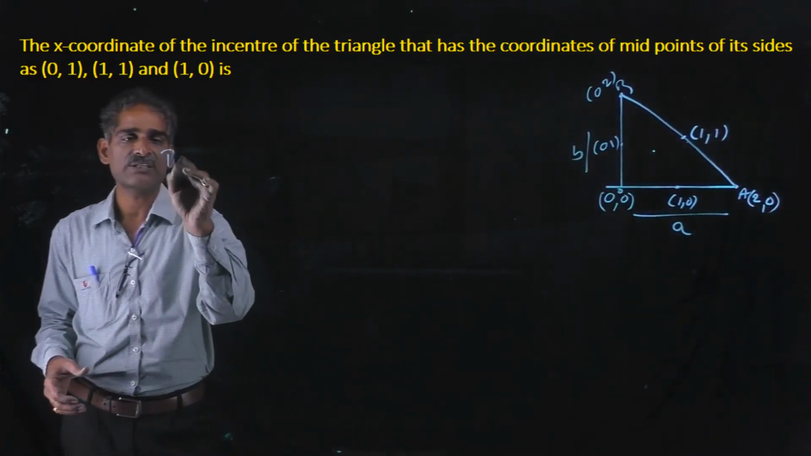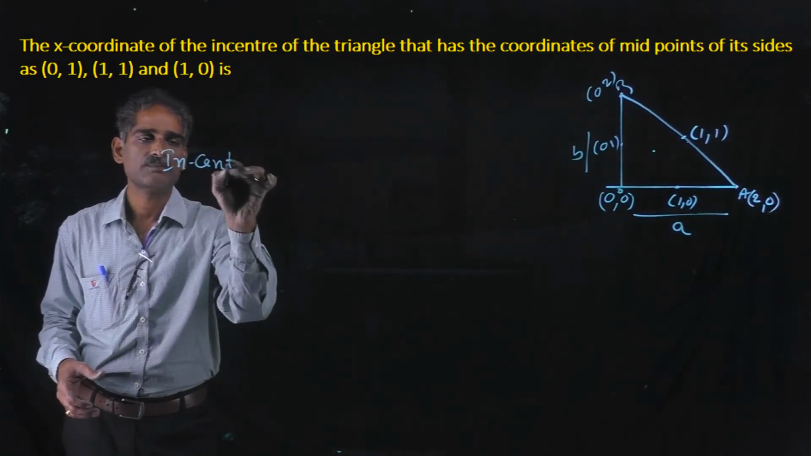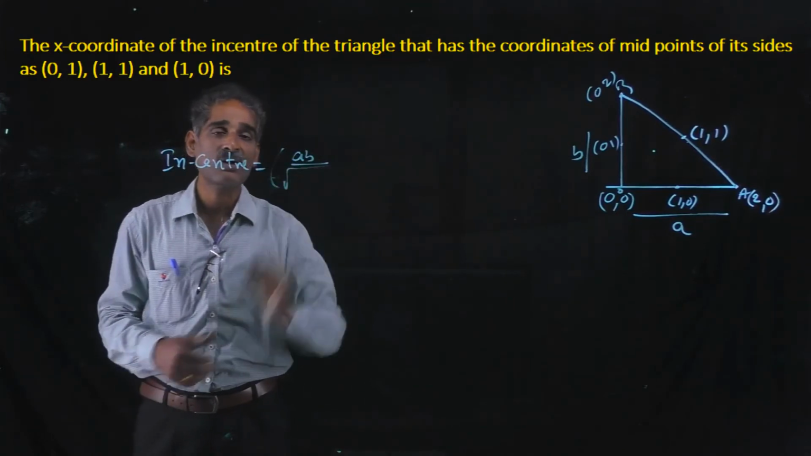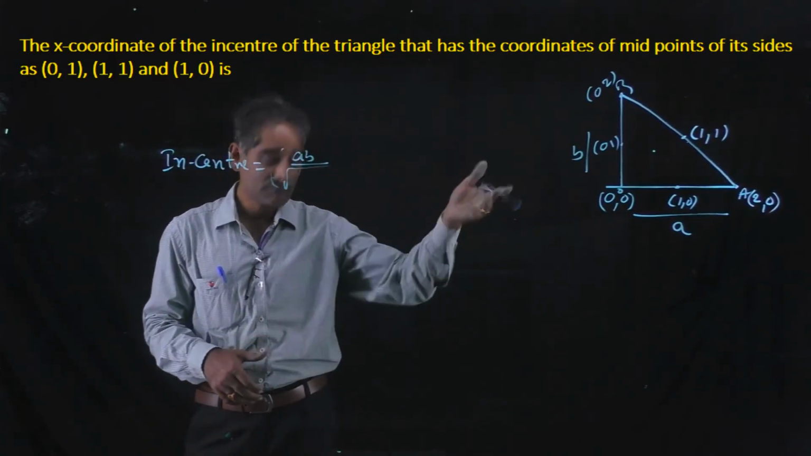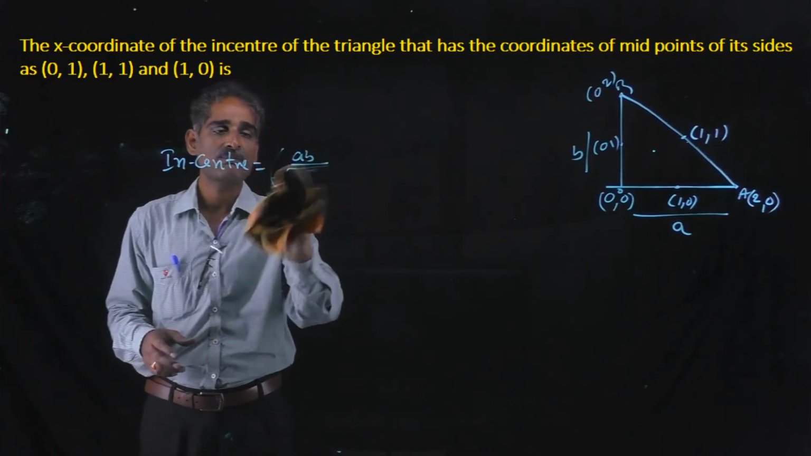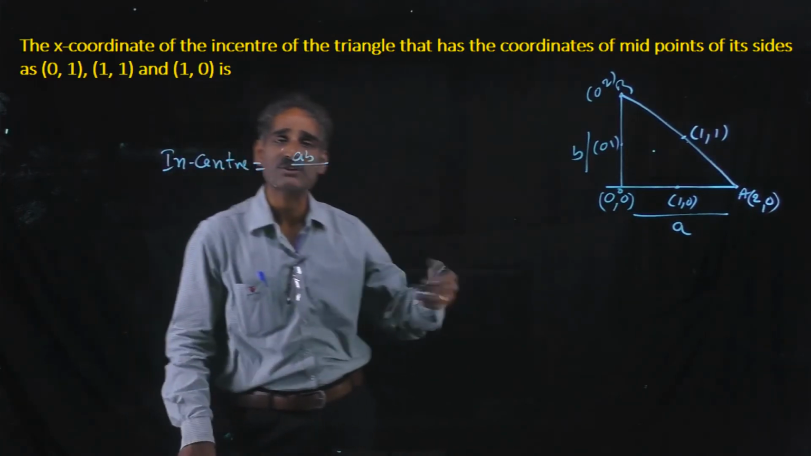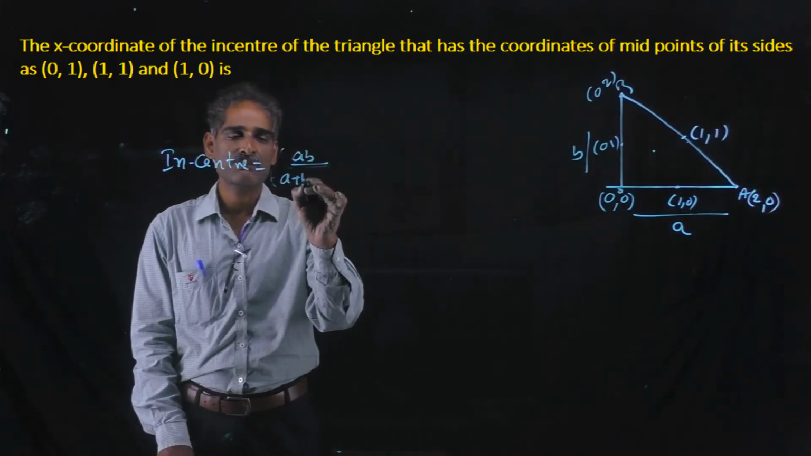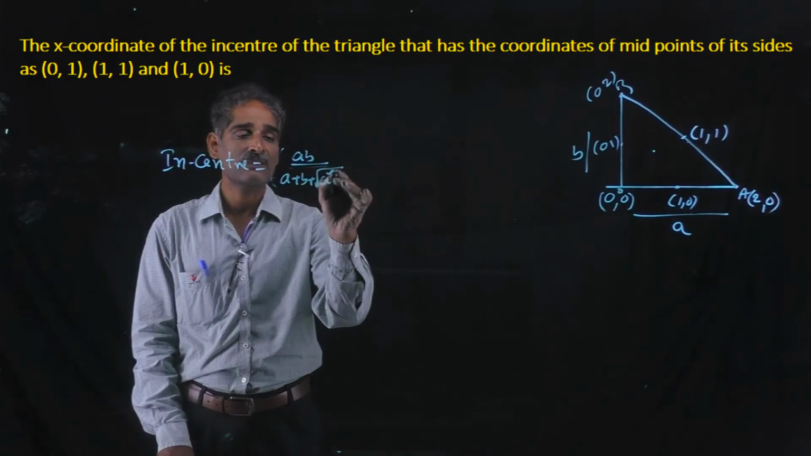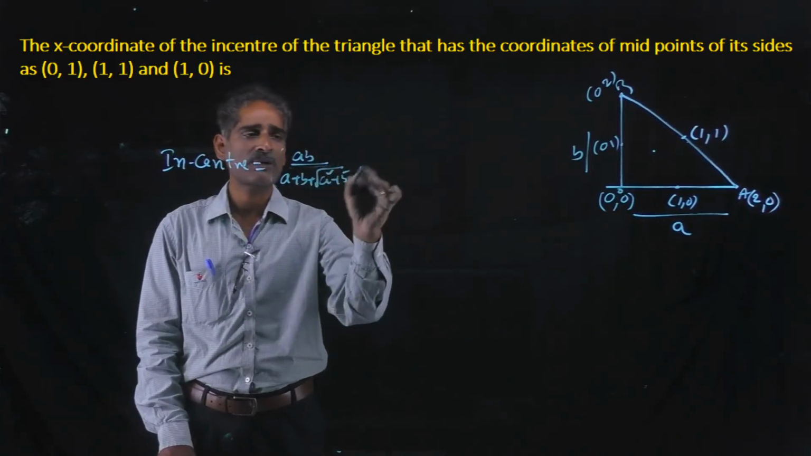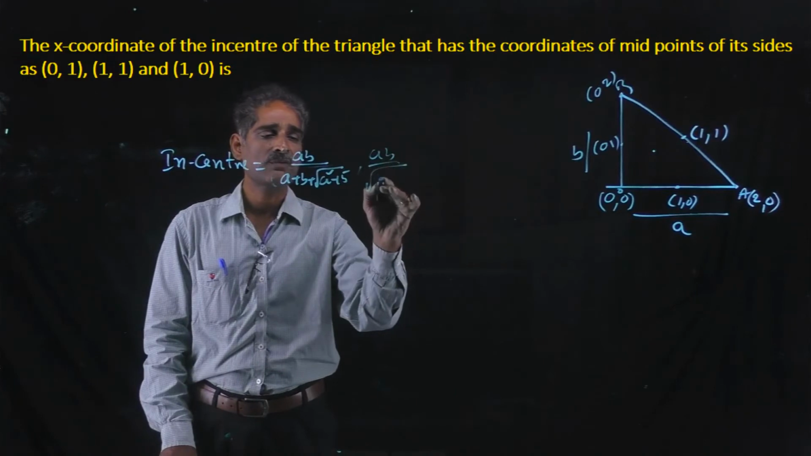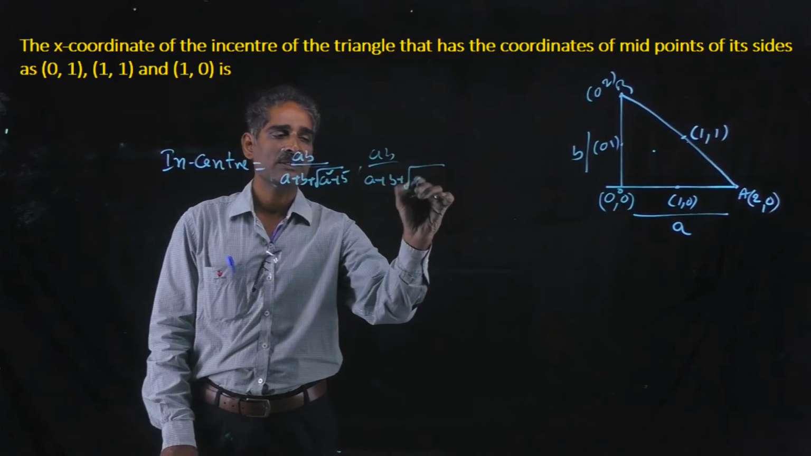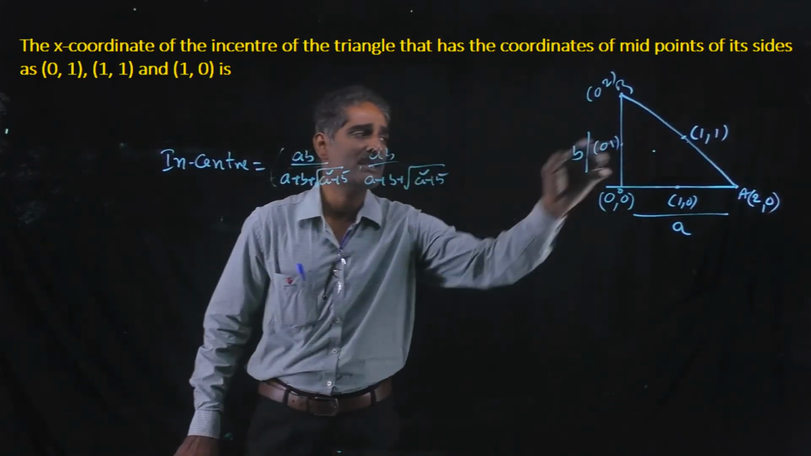Now the coordinates of the incenter: the x coordinate is equal to AB by the sum of the sides, that means AB by A plus B plus root of A square plus B square. This is the x coordinate. The y coordinate is also the same, AB by A plus B plus root of A square plus B square. That means A, B and the hypotenuse length.